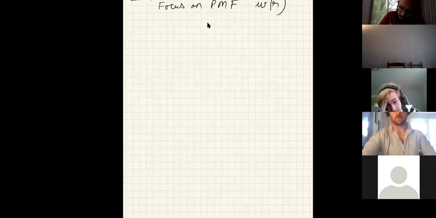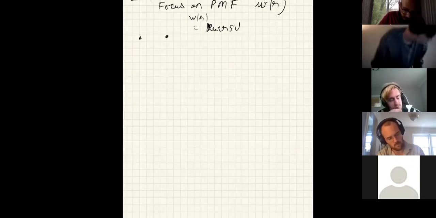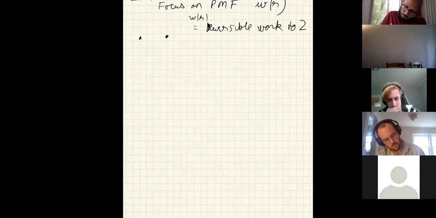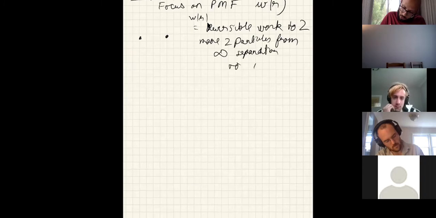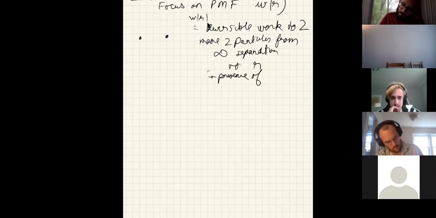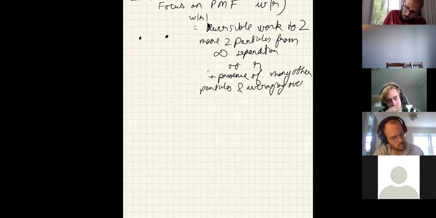So if you recall, W of r is equal to the reversible work to move two particles from infinite separation to a separation of r in the presence of many other particles and averaging over their behavior. And this second part is what makes this W of r complicated.